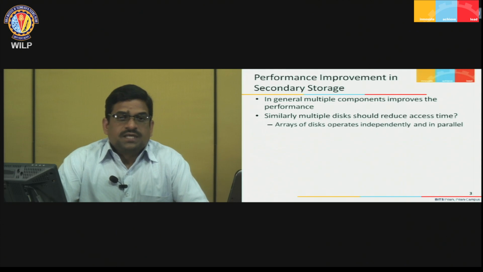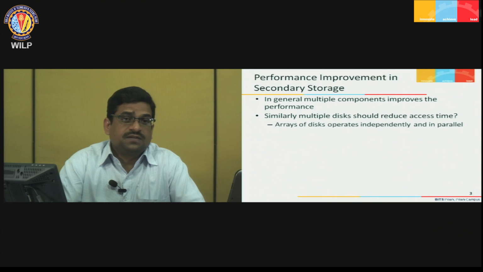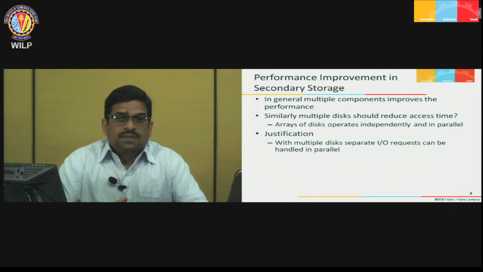So, in this connection, a few arguments. In general we say that multiple components improve the performance. If I have a single processor with some capability, then I put in multiple processors, the processing speed will improve, or be much faster. Similarly, multiple disks should reduce the access time if they can be independently accessed and different sets of data are stored there. So, data can be accessed in parallel. For example, with multiple disks separate IO requests can be handled in parallel.